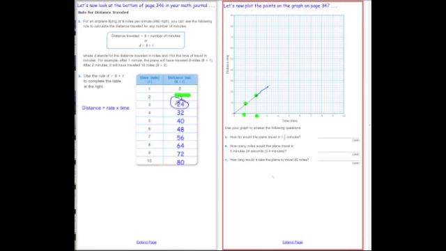You're going to go to 4 minutes, and you're going to see that it went 32 miles. So you're going to come over here, graph 4 minutes, 32 miles up. And you're going to do that with the rest of these, and then answer the questions at the bottom of the page.